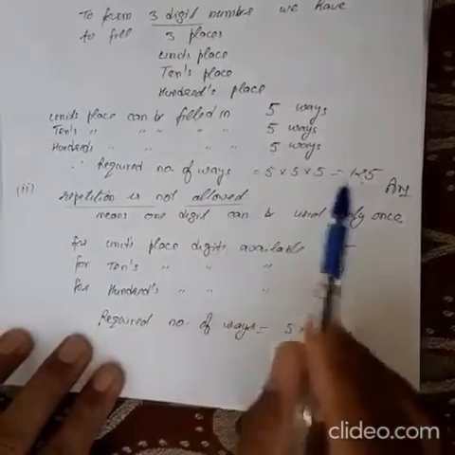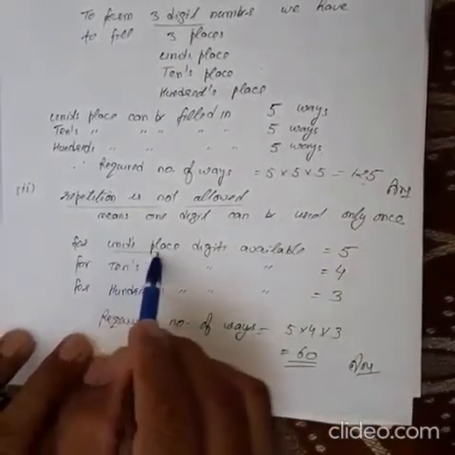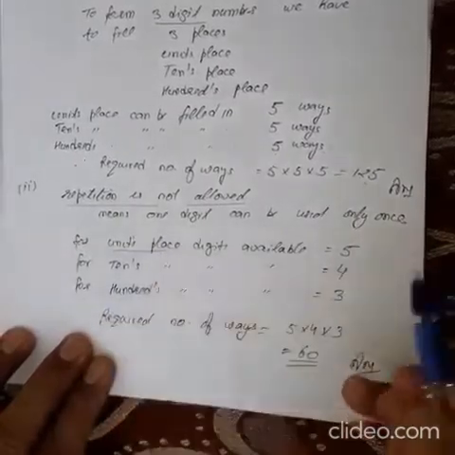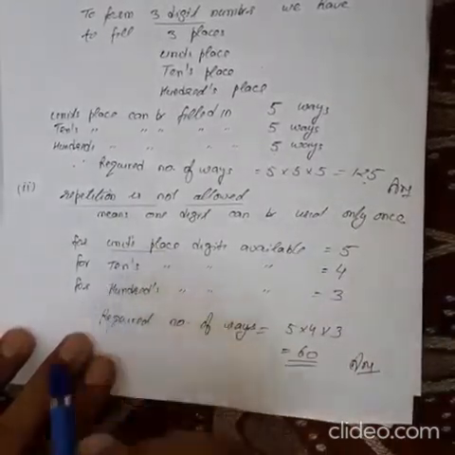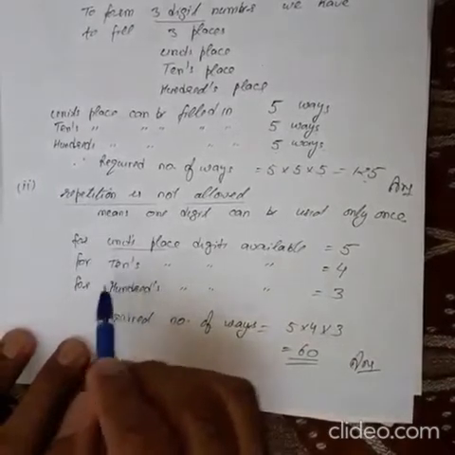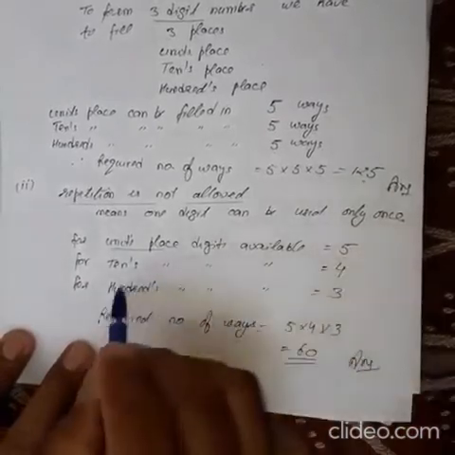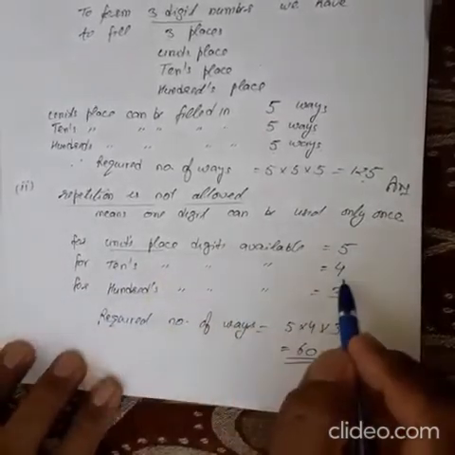We can use any one of the 5. Now one digit is used at units place. So remaining digits available with us will be 1 less, that is 4. It means when you start filling tens place there will be 4 digits or 4 options available with us. So tens place can be filled in 4 ways.